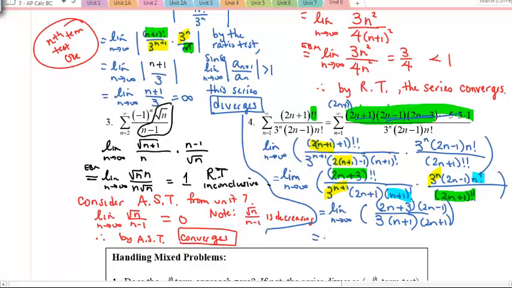I want the limit as n approaches infinity, in behavior mode. 2n times 2n, of course, is 4n squared on the top. Now 3 times 2n is 6n, times n is 6n squared. This just becomes 4 over 6, which is definitely less than 1. So therefore, by the ratio test, guess what? This converges.